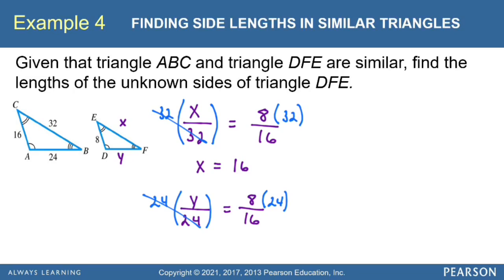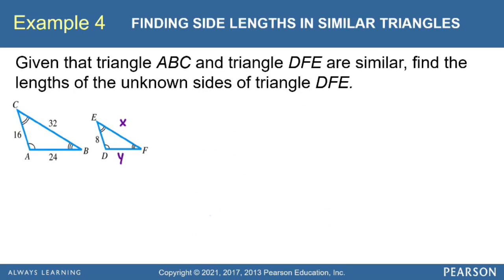On the right side, you could use your calculator, and you could say 8 times 24 divided by 16, or mentally you could say that 8 and 16 can both be divided by 8. So let's do that. 8 divided by 8 is 1. 16 divided by 8 is 2. That leaves us with 24 times 1 divided by 2. And 24 divided by 2 is 12. So side y equals 12.